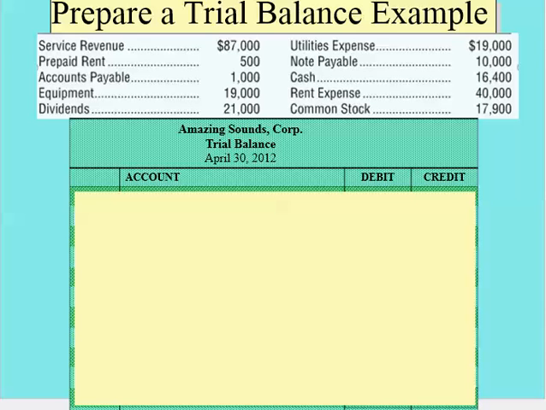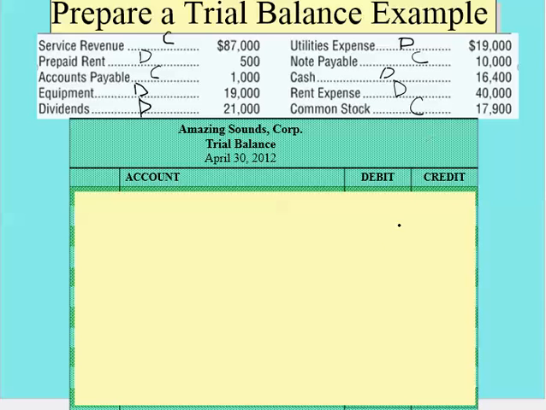I'll tell you really quickly. Revenue carries a credit balance. Prepaid rent is an asset, so it carries a debit balance. Accounts payable is a liability, so it carries a credit balance. Equipment is an asset, carries a debit. Dividends carry a debit balance, even though they're equity. Utilities expense also carries a debit balance. Notes payable will carry a credit balance, that's a liability. Cash is an asset, it will carry a debit balance. Rent expense, part of equity, carries a debit balance, and common stock, also part of equity, carries a credit balance.